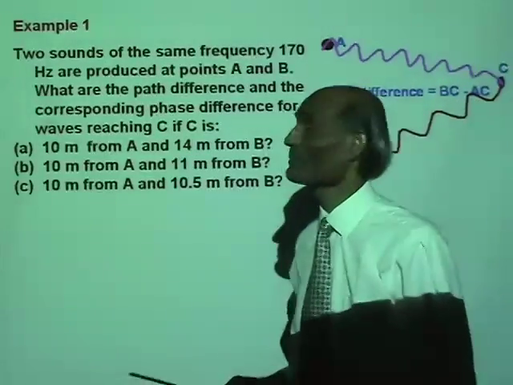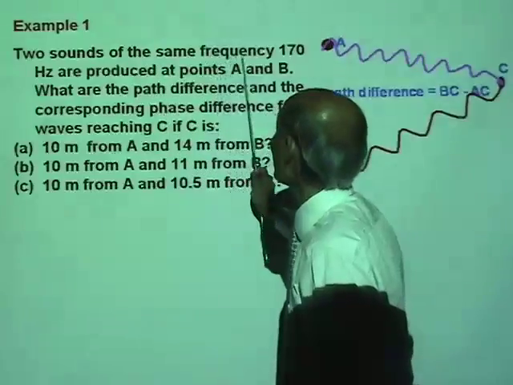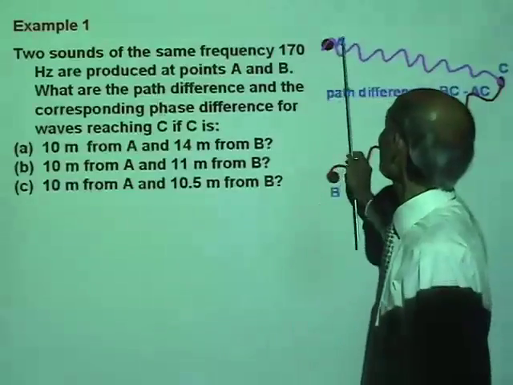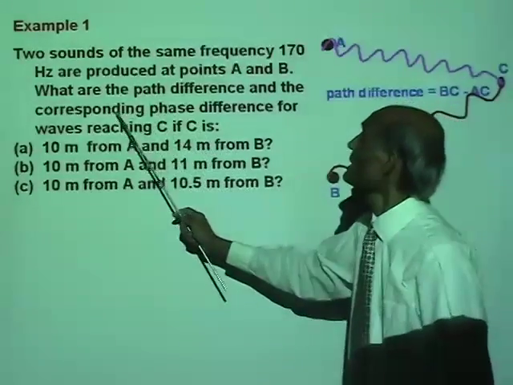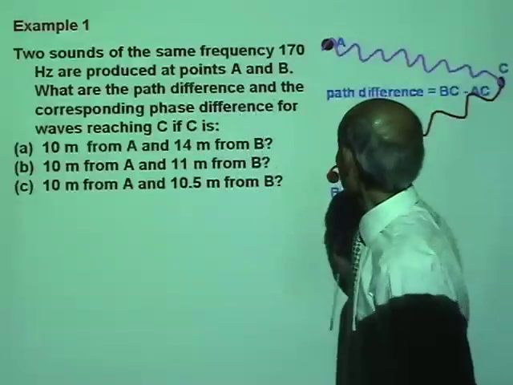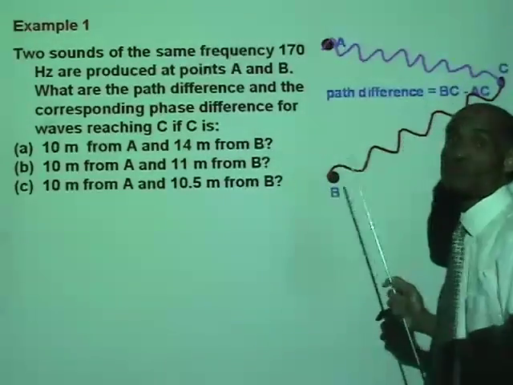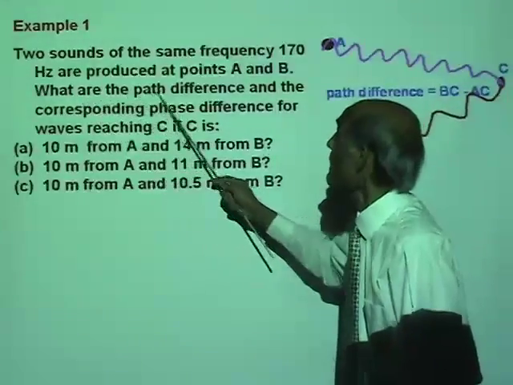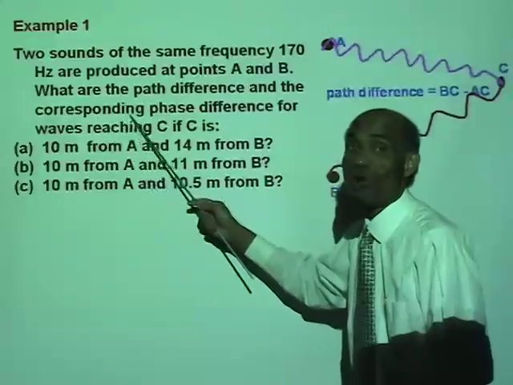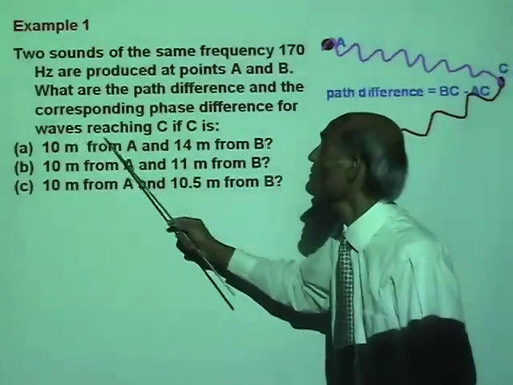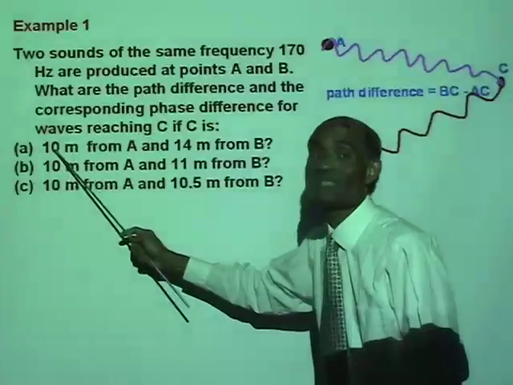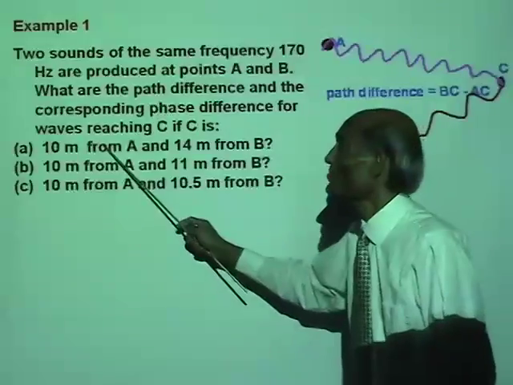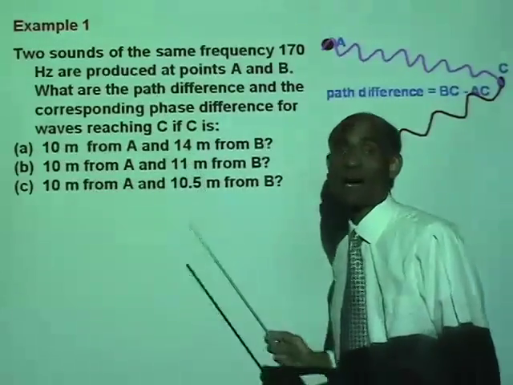Let's do an example. Two sounds of the same frequency, 170 Hertz, are produced at points A and B, and these waves are detected at point C. You need to find what are the path difference and the corresponding phase difference for waves reaching C if C is 10 meters from A and 14 meters from B. Well, there are three situations. Let's take one at a time.